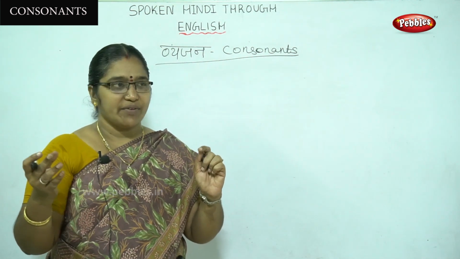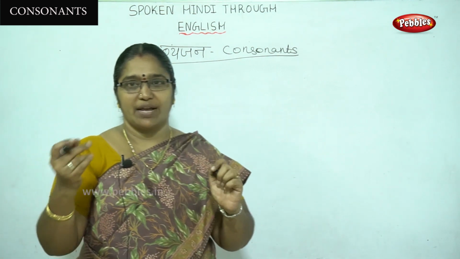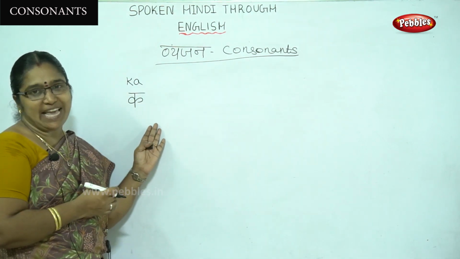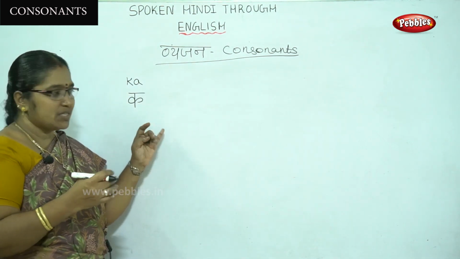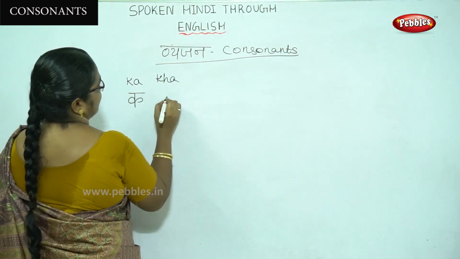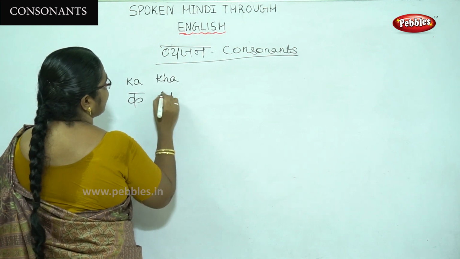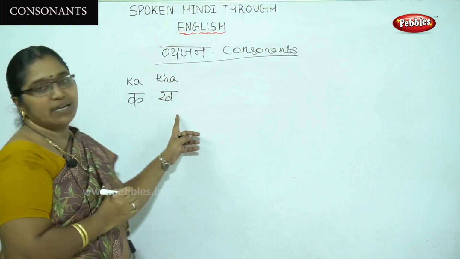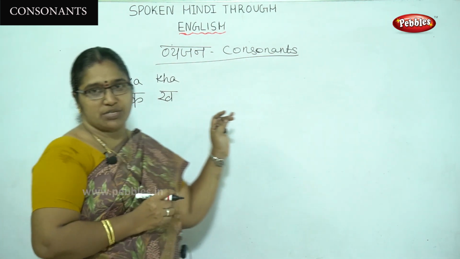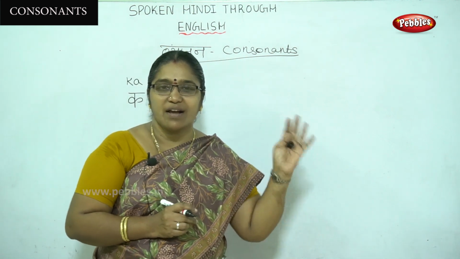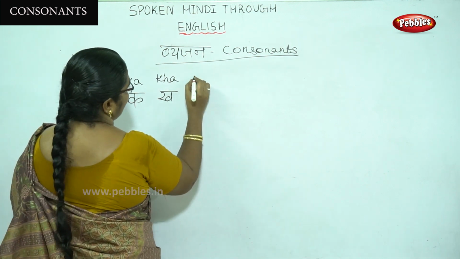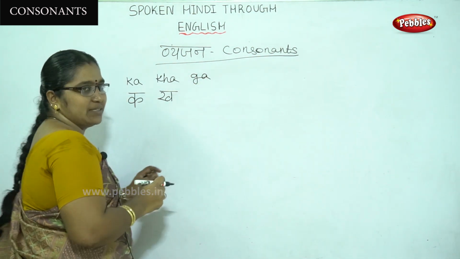For this ka we can see the words kamal, kalam. For that we have to use this ka only. The next one is kha. This one is for kargosh, kadi, kana, many words. The next one is ga.